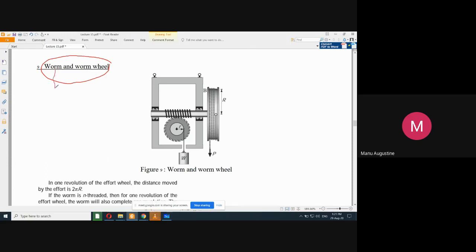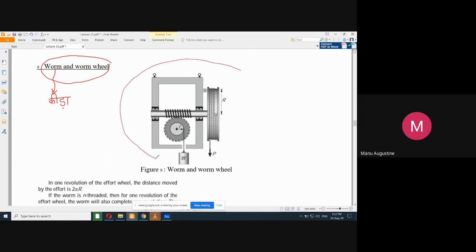See, in the English language, the word worm means kida. And there is a reason for naming one particular machine part after a worm or kida. Let us see why.